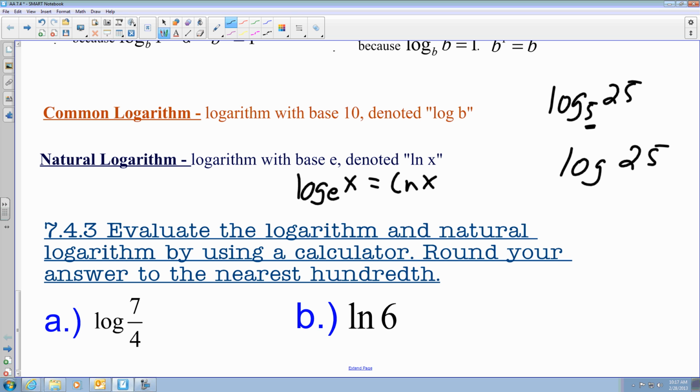So for a and b, all I want you to do is punch it into your calculator. You should have a log button, and you should also have a natural log button. So this is log, and that's natural log. That is what it should look like on your calculator in order to solve it. If I wanted you to round to the nearest hundredth, the log of 7/4 is about 2.4, and the natural log of 6 is 1.79.